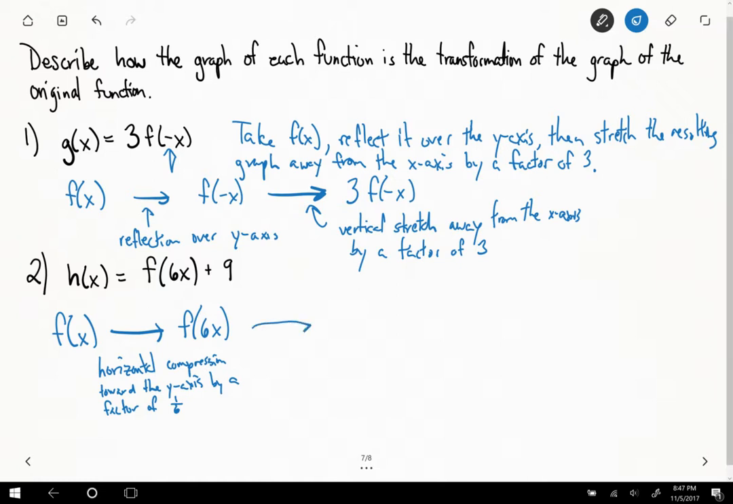Then all we do is we take that graph and we add 9. So that was this step. So what does that do? Well, that's just a vertical shift.